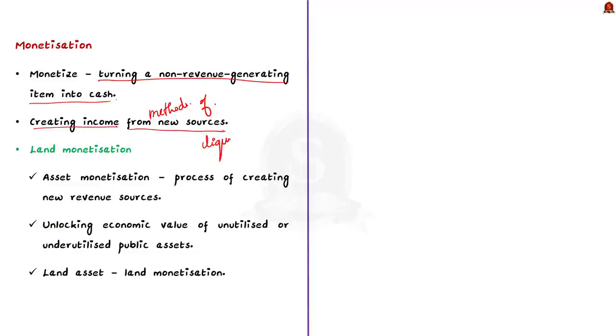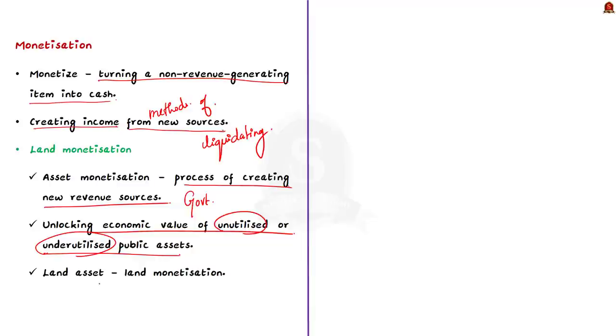Now, what is monetization of land? Firstly, asset monetization is a process of creating new revenue sources. This is for the government and its entities. This is done by unlocking the economic value of unutilized or underutilized public assets. And when the asset is a land, it is called land monetization.